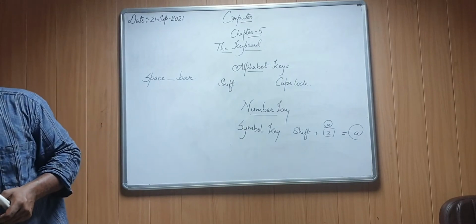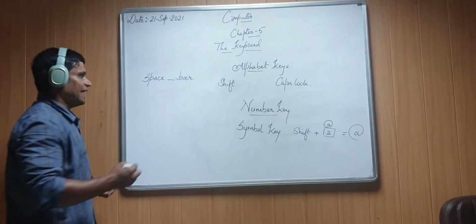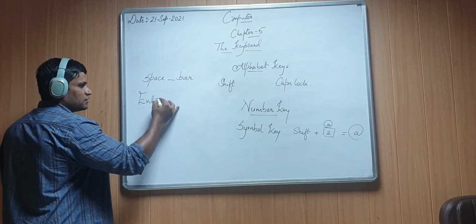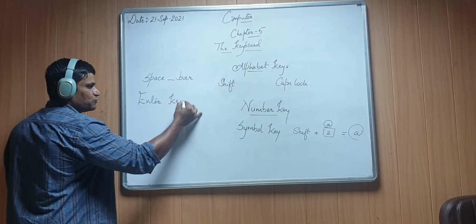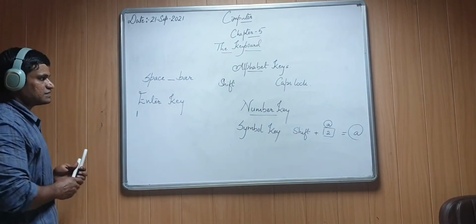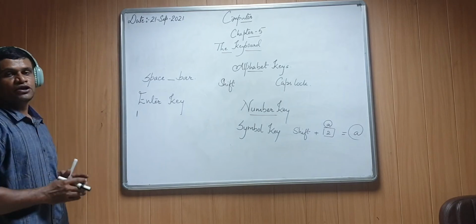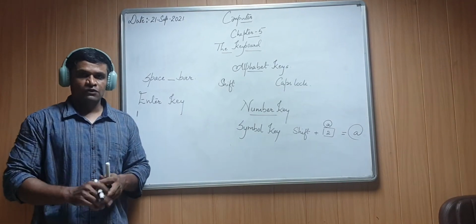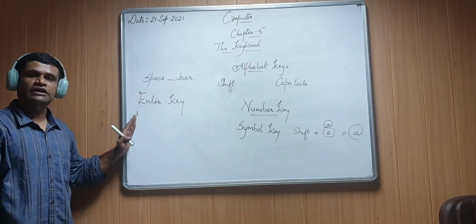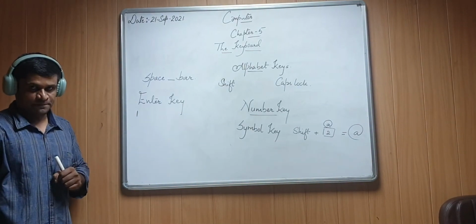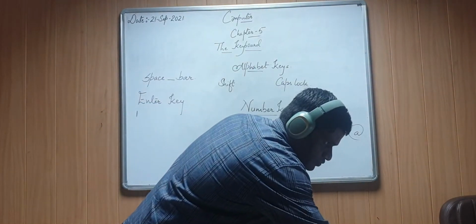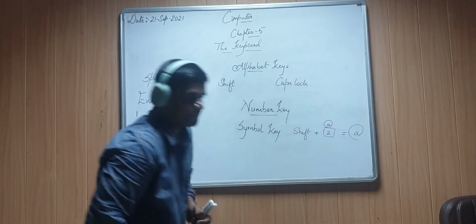After the space bar, the next key is your enter key. While typing, when you want your cursor to move to the beginning of the next line, we use the enter key. When you press enter, the cursor from the previous line will be shifted to the beginning of the next line. So the enter key is used to take the cursor to the next line.